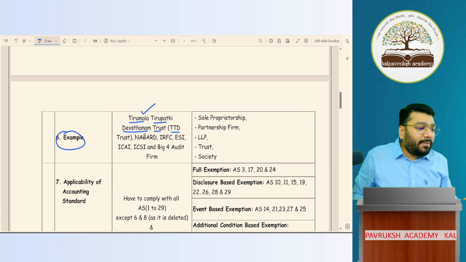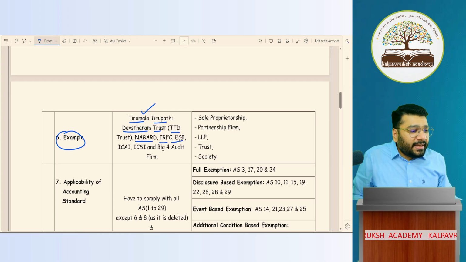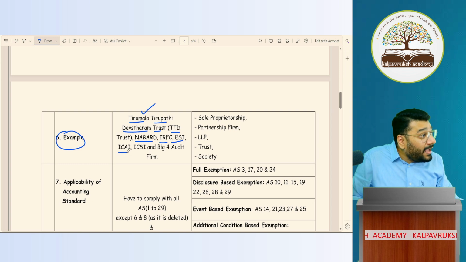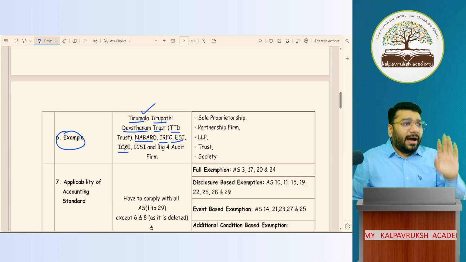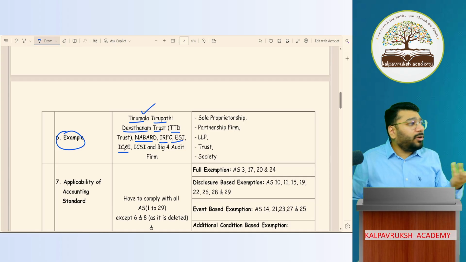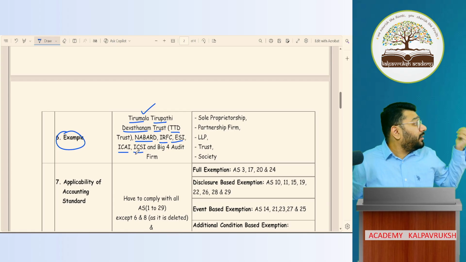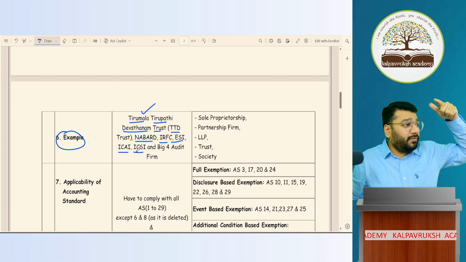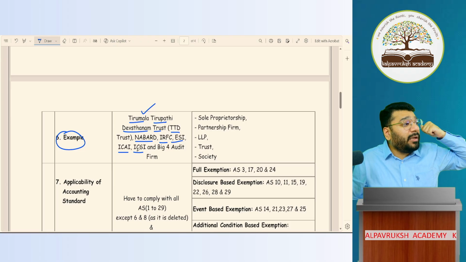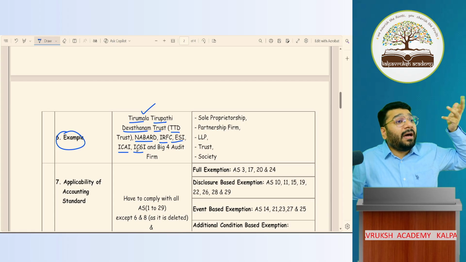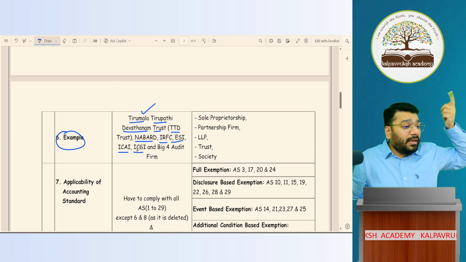Next is NABARD we discussed. IRFC, ESI, ICAI. ICAI has no profit, right? It's a not-for-profit organization. Are the members enjoying profit every year? No. Correct? Similarly ICSI, that is company secretaries, and the cost accounting institute. On all of that, what is applicable? AS is applicable. Which entity are they? All of them are large entities.